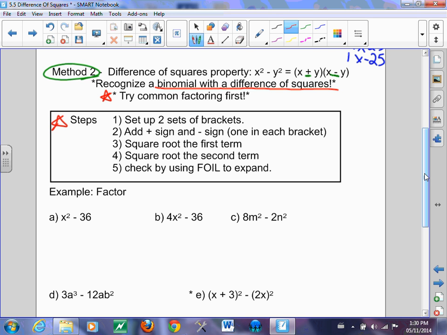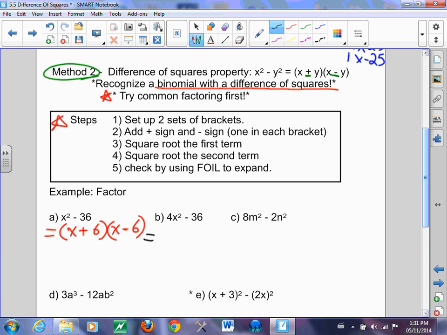So write the steps down, folks, and I'll show you how easy this one is. Method 2 says to look for a common factor first. For example A, we can't common factor anything out because A is 1. Step 1, set up 2 brackets. Add a plus sign and a negative sign. It doesn't matter which goes first; I always go positive, then negative. Take the square root of the first term: the square root of x squared is x. The square root of the last term, the square root of 36, is 6. And you're done. That's it. Pretty cool, eh? All right, let's try example 2.